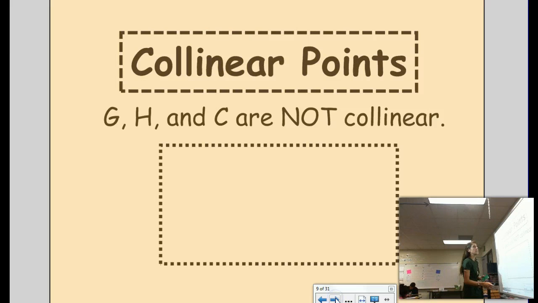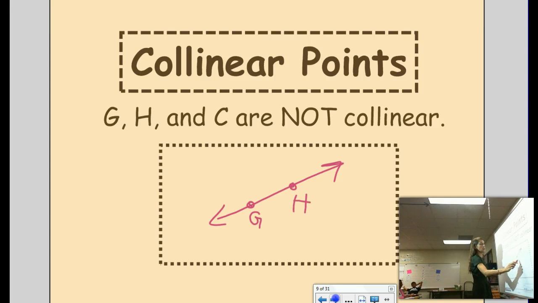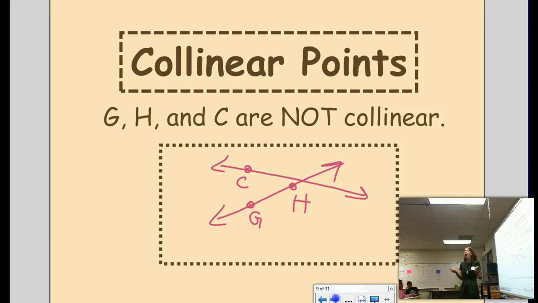Okay, next word is, oh, sorry, I want to show you what collinear does not look like, because it's nice to see what it looks like, but it's also nice to see what it doesn't look like. I'll have to draw it myself. G, H, and let's draw another line through here, and C, that's what not collinear would look like. Could you draw a line through all three of those points without bending the line? No, you couldn't. So that's what not collinear looks like, non-collinear.